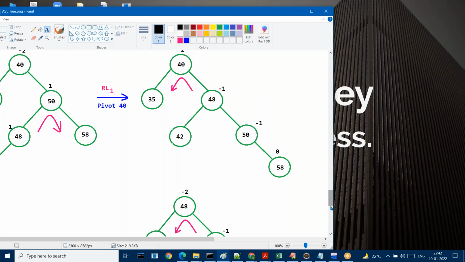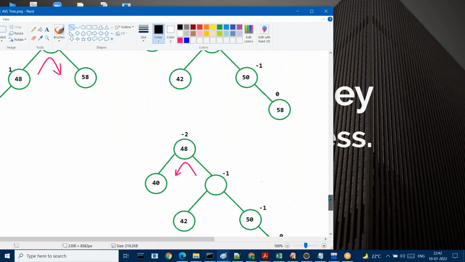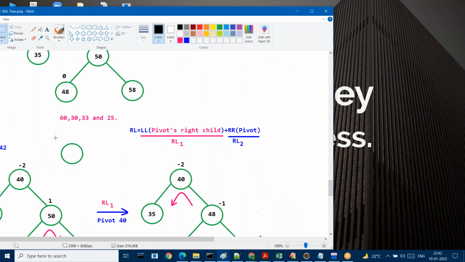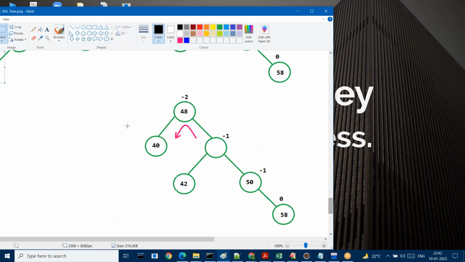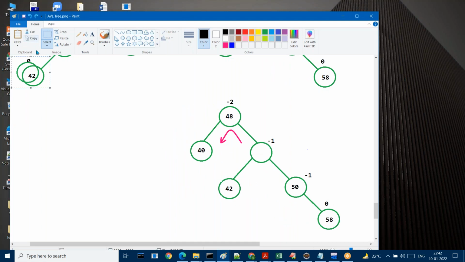As a result, 35 will also go one step downwards. Now guys, 35 will also go one step downwards. So that means this is 35. Both go one step downwards. Okay, sir.